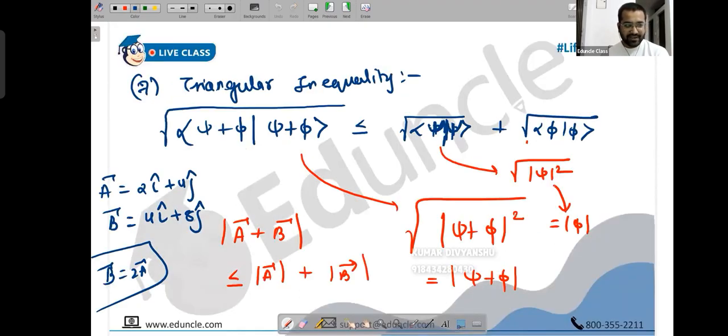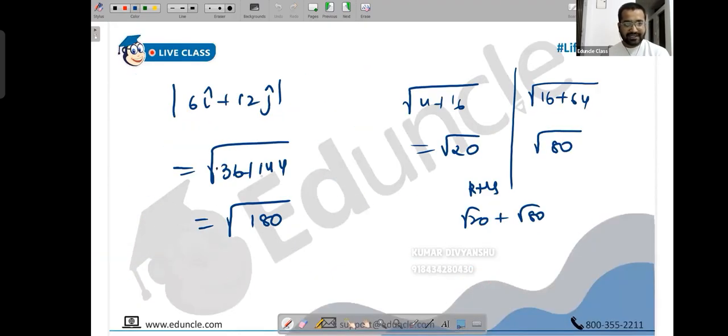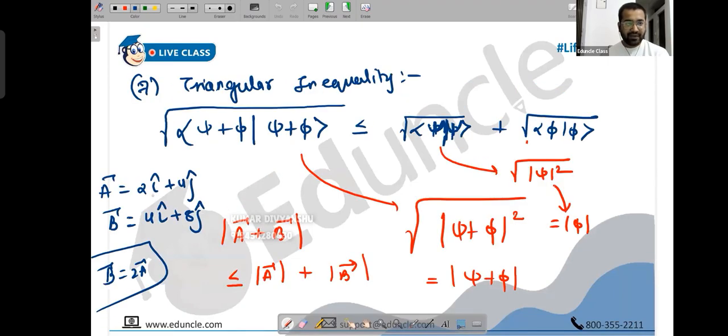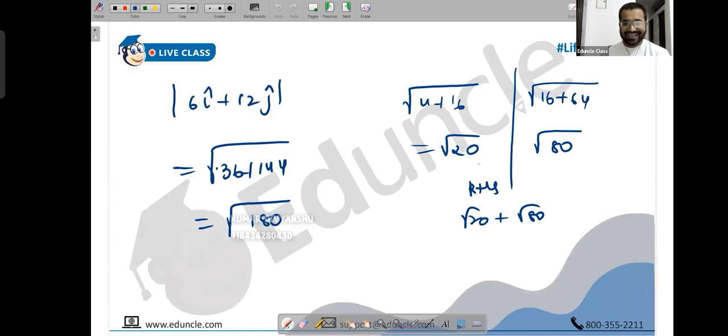When you add A vector plus B vector, 2 plus 4 is 6, 4 plus 8 is 12. So this is under root of 36 plus 144, so that's under root 180, right? And then here, what do you have? 2 i cap plus 4 j cap. Same is coming, sir? Under root 20, under root 80. Under root 20 plus 80, right?